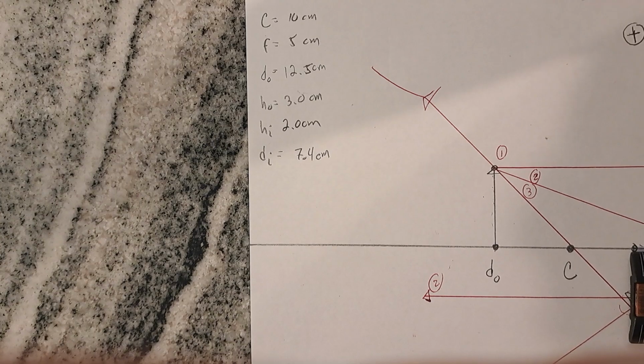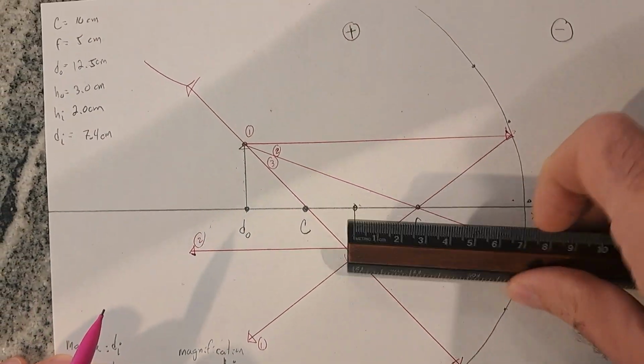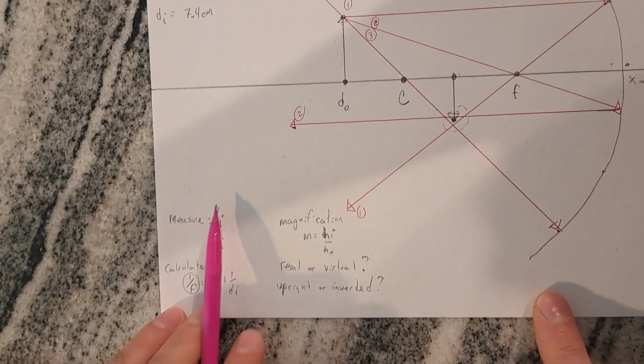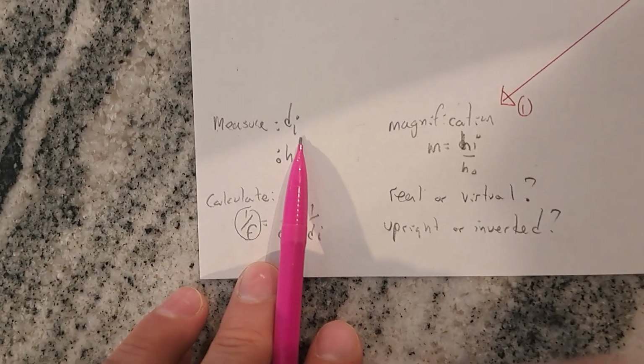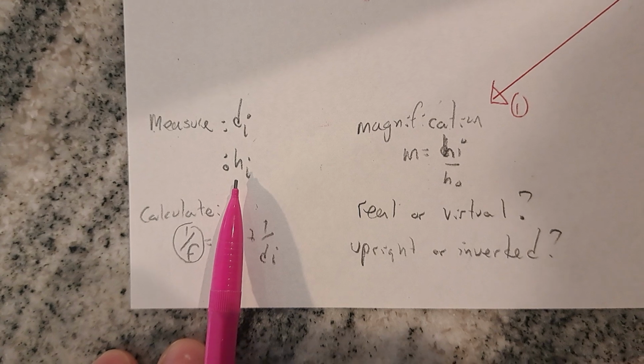Now, you need to measure it on your own. That's what I get. Okay? My part is now done. Here's what you have to do. These are the questions you have to answer. 1, you have to measure DI. Yours is going to be different because you drew it. You're going to measure HI. Yours is going to be different. You drew it.